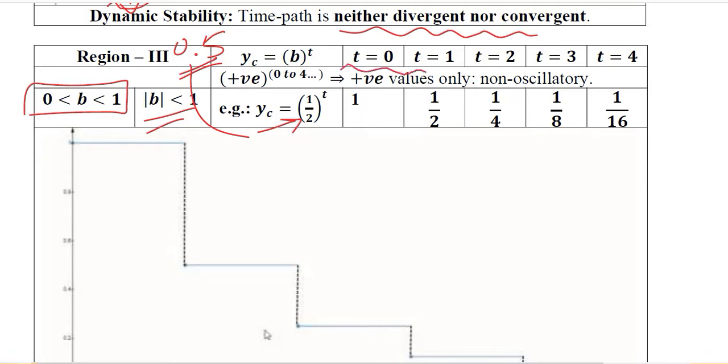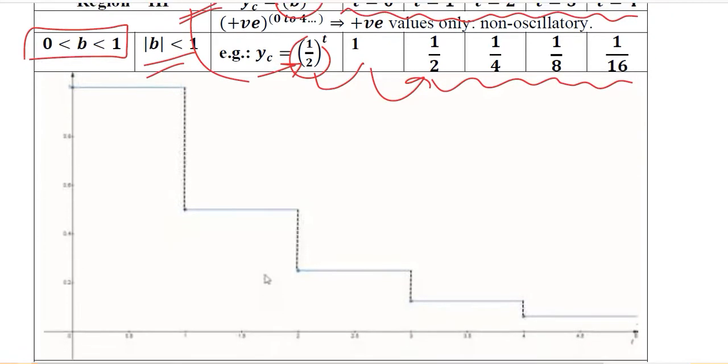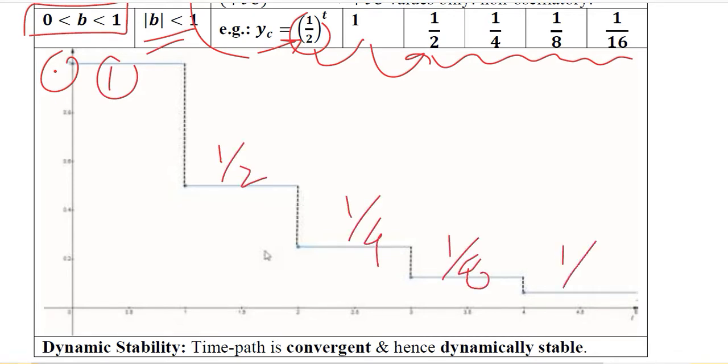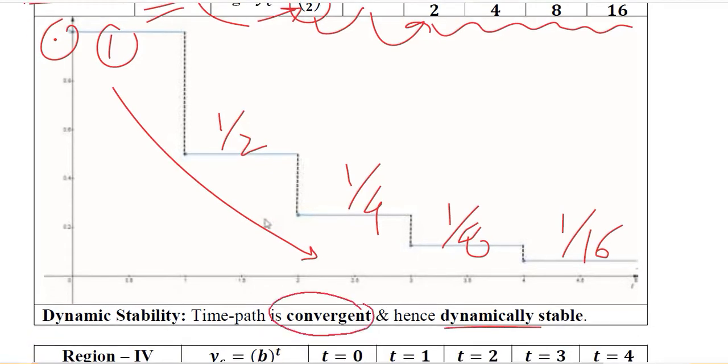And then you can do this experiment again. t equal to 0, t equal to 1, 2, 3, 4. And once you solve using base as 1 over 2, these will be the answers. So you will get this array of values that you can plot in this graph, and when you plot it, this is 1. Let us label it. This is 1 over 2, this is 1 over 4, this is 1 over 8, and this is 1 over 16. So the values are converging towards equilibrium, so it is a dynamically stable case because there is convergence in it. So this was region number 3.